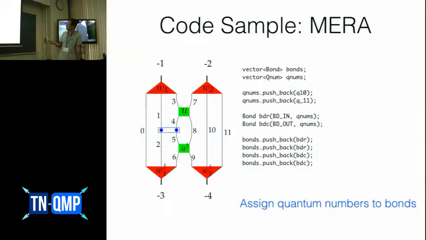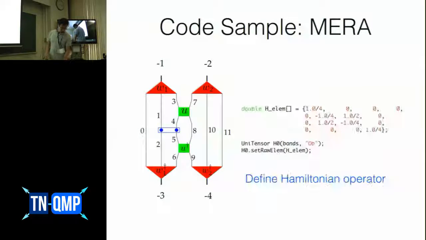So we define the bonds, the type of the bond, and what quantum numbers are carried. There will be a list of bonds, say Q1 and Q-1, for example, and then collect all the bonds. Then I can define a Hamiltonian. I define a tensor, I put in the matrix elements, and this Hamiltonian is defined in terms of these bonds. I can give it a label.